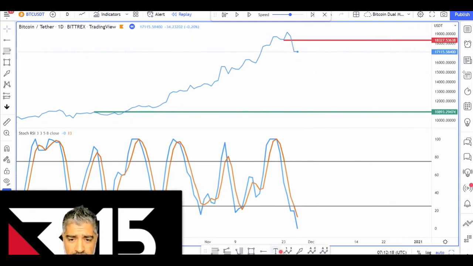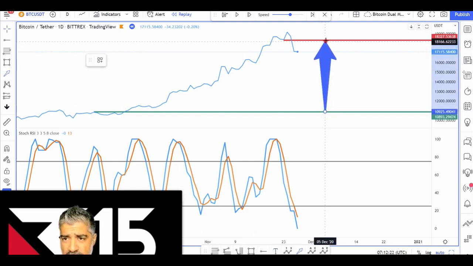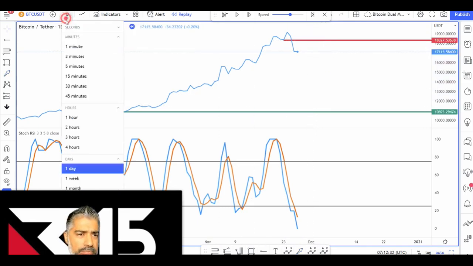So we've gone from approximately 10,000 to around 18,000. That was a nice 80% gain. And if you had a nice tight stop loss, that could have been very, very significant if you're using leverage. All right, let's just do a couple more.